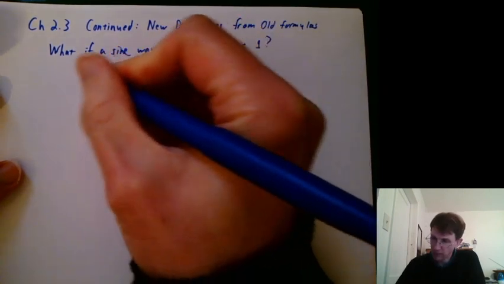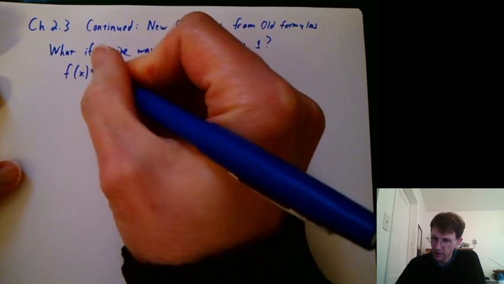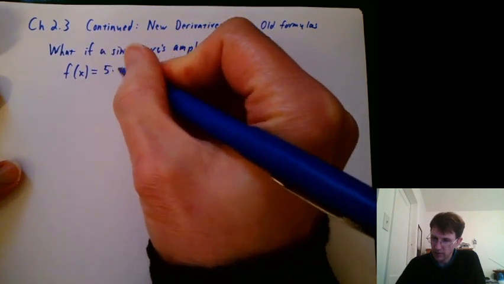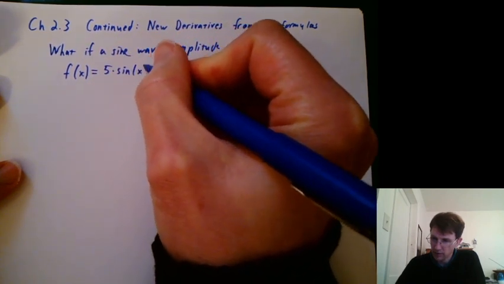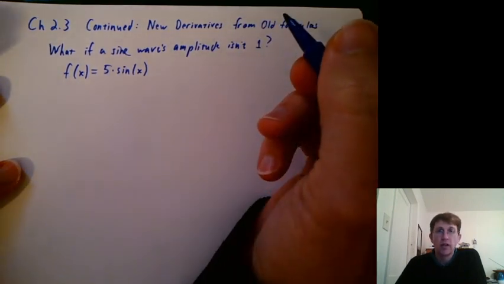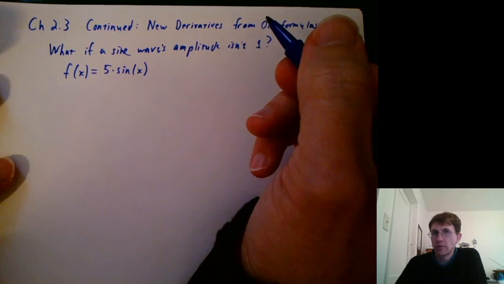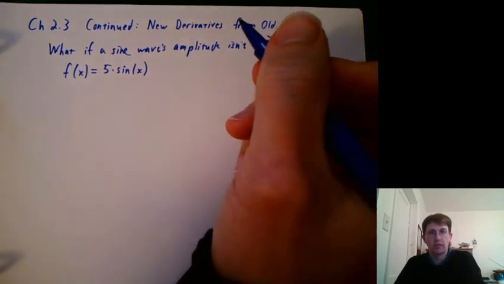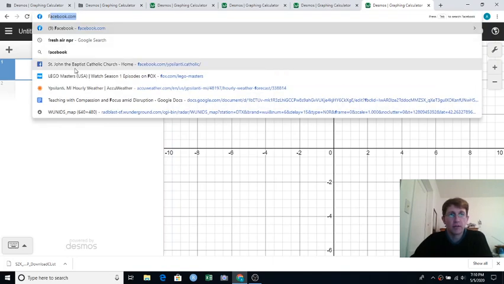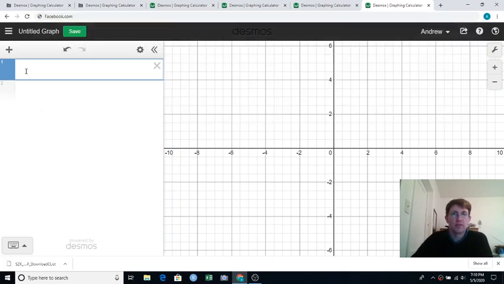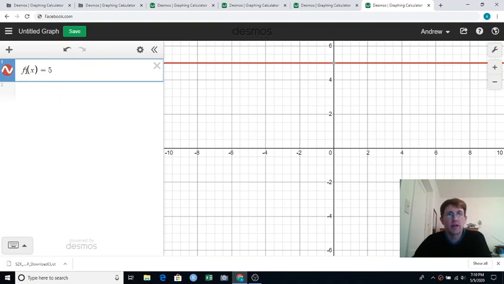So for example, what if we had f of x equals, how about 5 times sine of x, an amplitude of 5? What would you guess that the derivative is going to be then? This is a good time to pause the video, go check it in Desmos, and then come back. All right, welcome back. Let's go try it in Desmos. f of x equals 5 sine x.